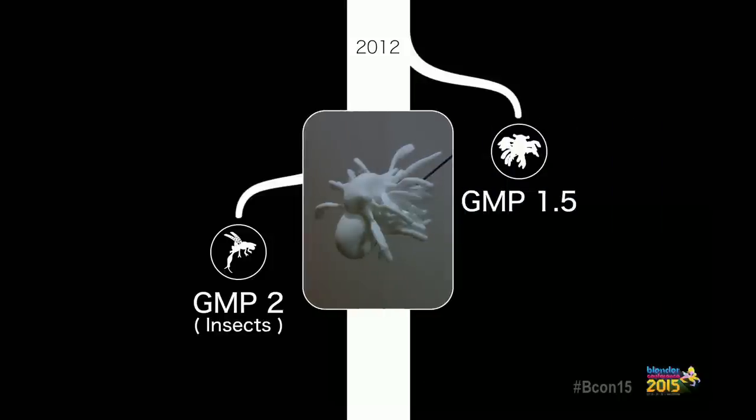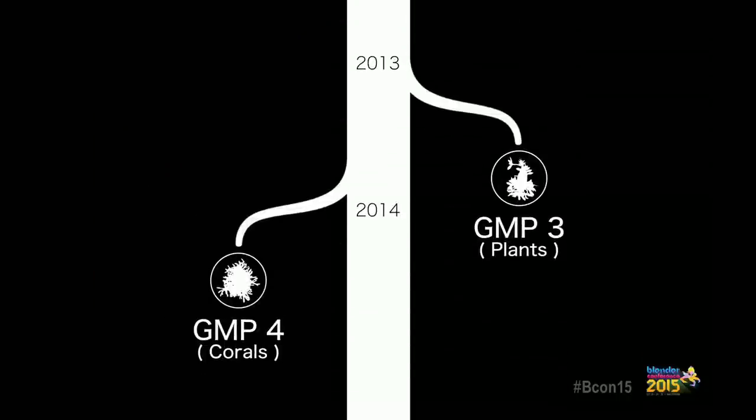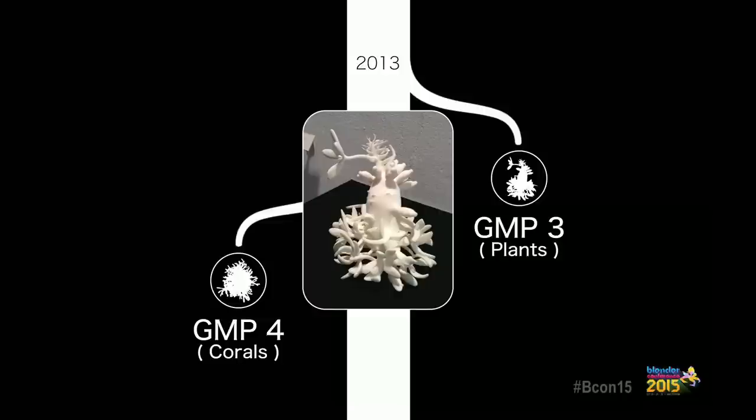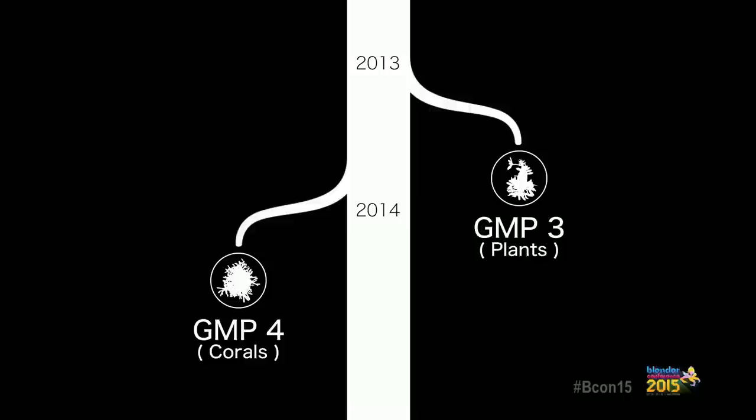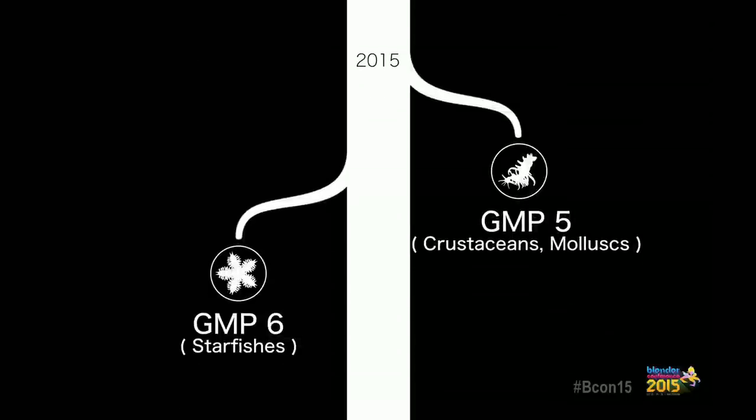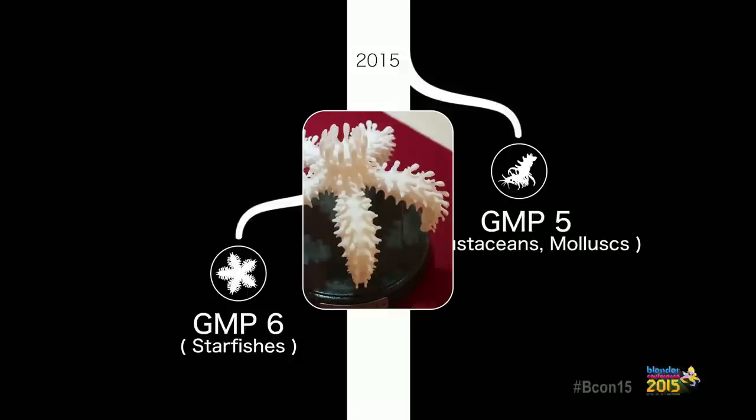It's like life in the sea and insects. Like plants, and more complex structures like the corals. The last time, two years ago, I showed these models here. And with the recent results of the method, the models are more strange and the shapes are more and more complex. It's like a starfish.